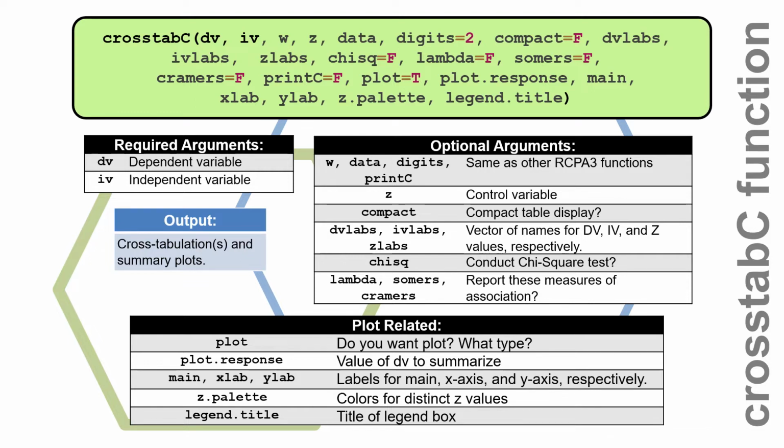If you are using the crosstabC function to make controlled comparisons, you conduct chi-square tests and measure association the same way, but the results look a little different with multiple cross-tabulations and need to be interpreted carefully. To learn how to use the crosstabC function to conduct a chi-square test and measure strength of association, let's work through some examples together.